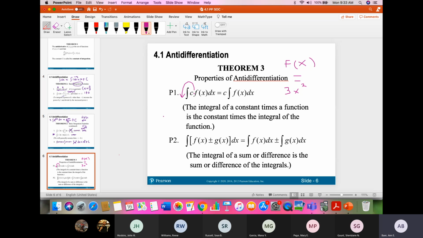So let's just restate these according to how they're stated in the slides. In the first property, property number 1, the integral, that's this sign right here, of a constant, that's c, times a function, which is this f of x here, is the constant, which means you can bring it out front, times the integral of the function. And that would be here, the constant.